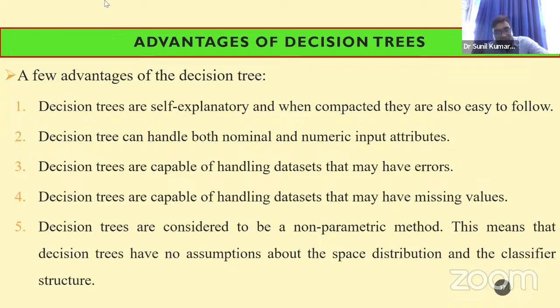So an erroneous data set can also be handled by a decision tree; it can be preferred over a data set which has some kind of errors. And of course, if it is going to learn from the errors, it will suffer from overfitting. We have already discussed how to tackle the problem when the model is suffering from overfitting. So these are a few advantages of the decision tree.